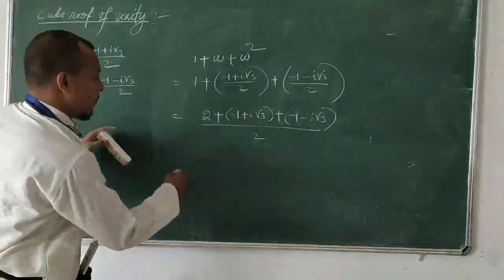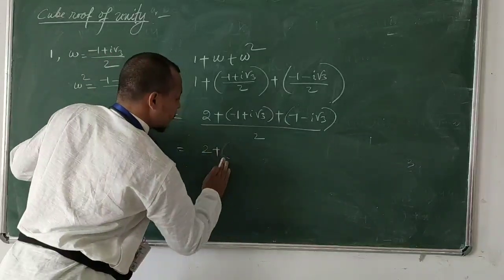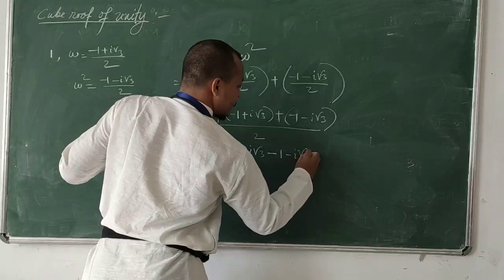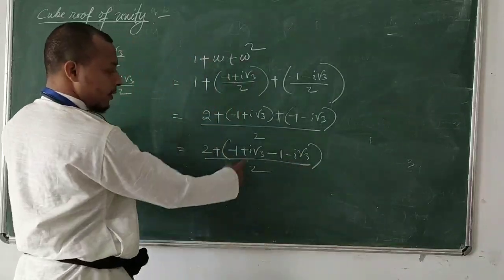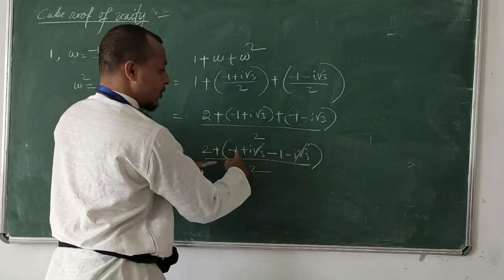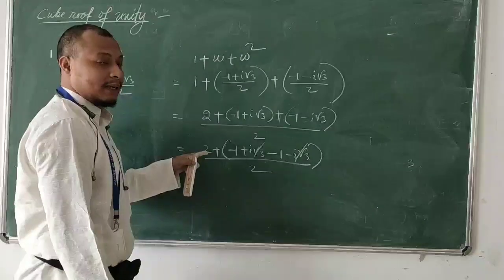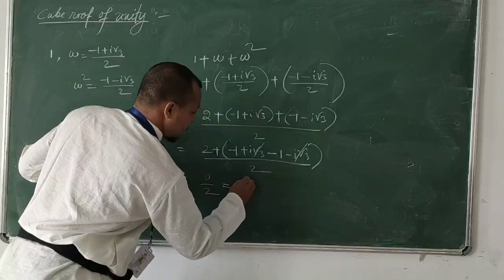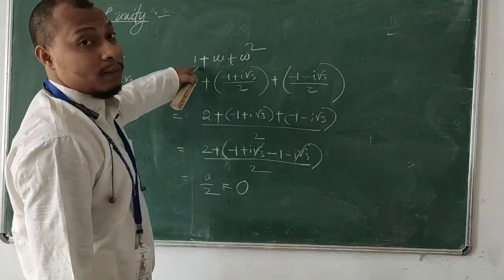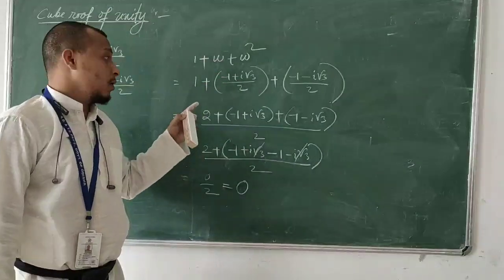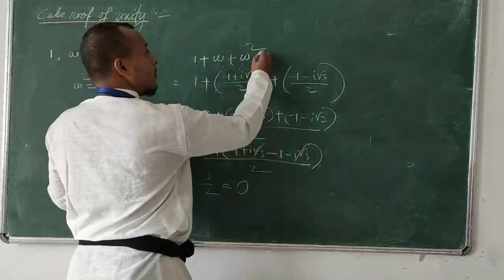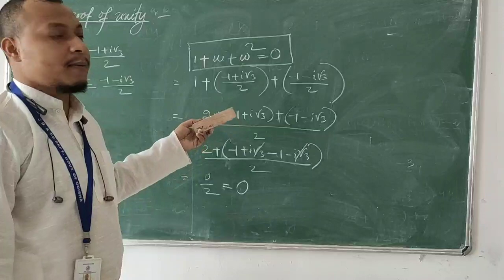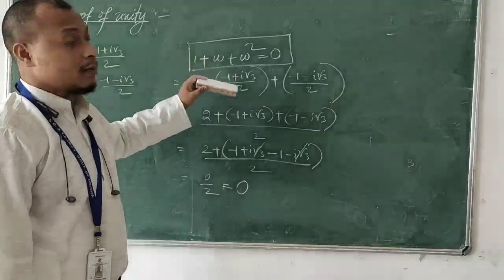How did I operate? Now open the bracket: 2 minus 1 plus i root 3 minus 1 minus i root 3, by 2. But here plus i root 3 and minus i root 3 will cancel out each other, and minus 1, minus 1 gives minus 2, which cancels with the 2. So you will get 0 by 2. What is 0 by anything? 0. So basically 1 plus omega plus omega square, when you are adding all the cube roots of unity, we are getting 0. This is one of the most important properties you have to remember, because in examination we are going to use this property again and again to solve problems.